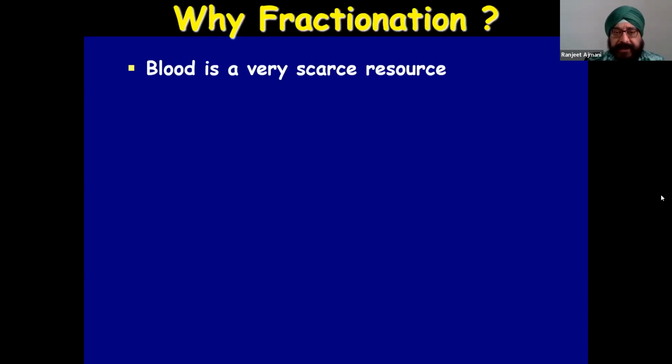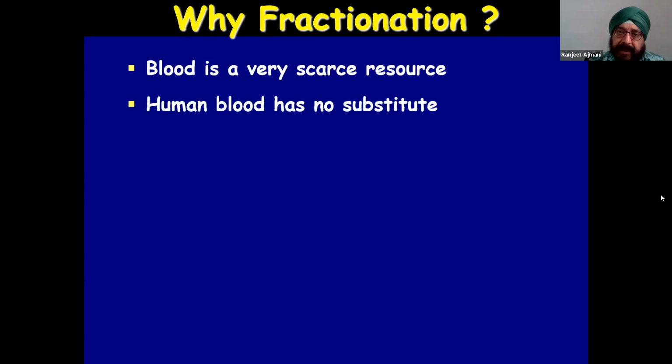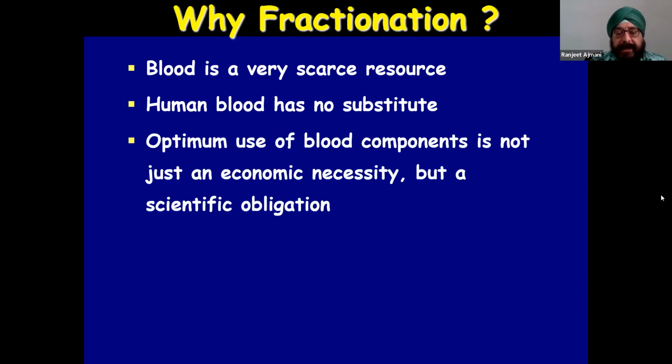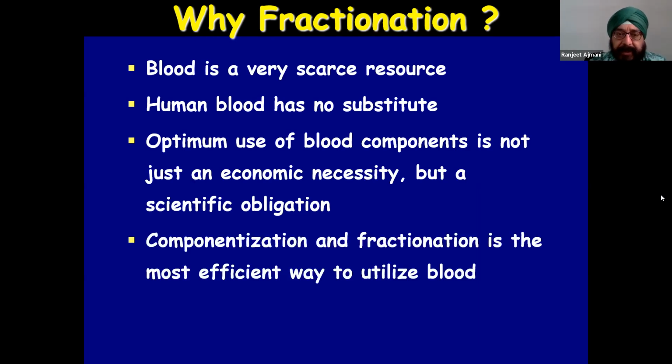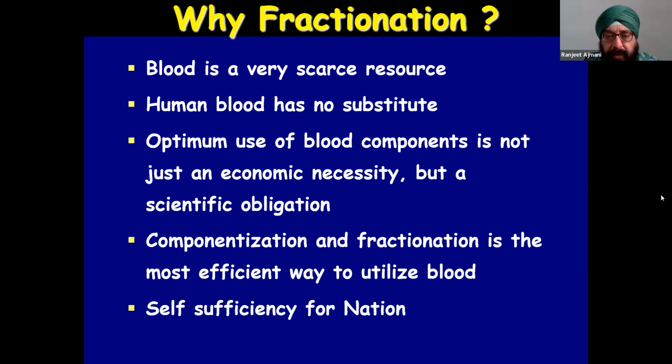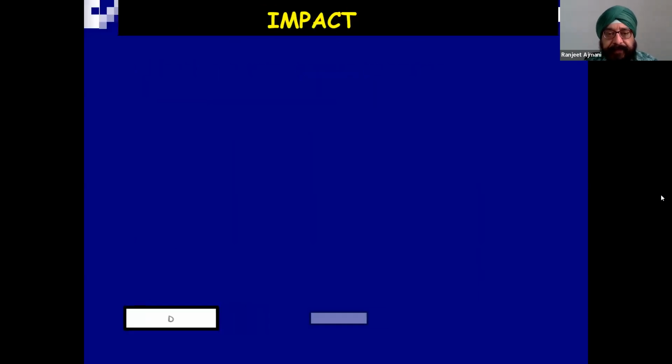So why should we be doing fractionation? Blood is a very, very important scarce resource. It is a finite amount, and human blood, as I said, has no substitute. Optimum use of blood components is not just an economic necessity but a scientific obligation. To do this, componentization and fractionation is the most efficient way, and it leads to self-sufficiency for the nation. So that's why we should do fractionation.